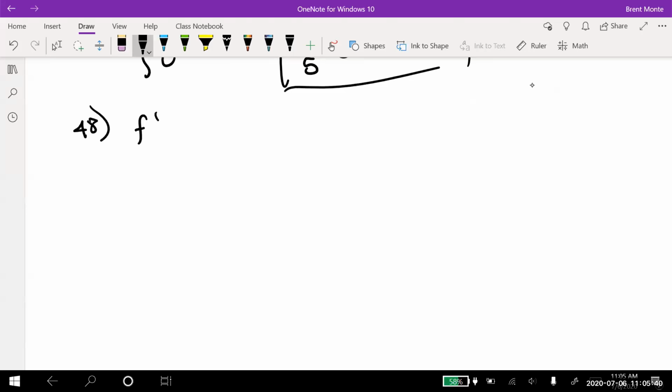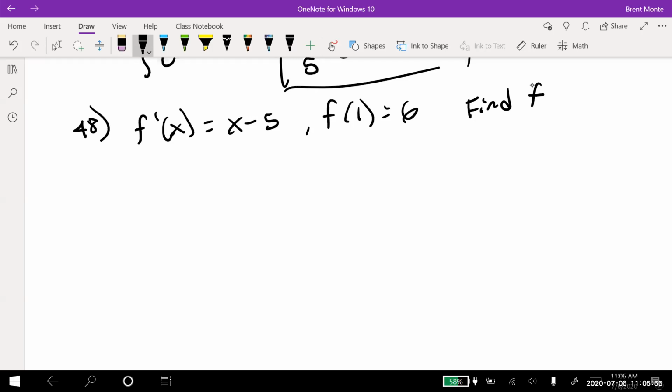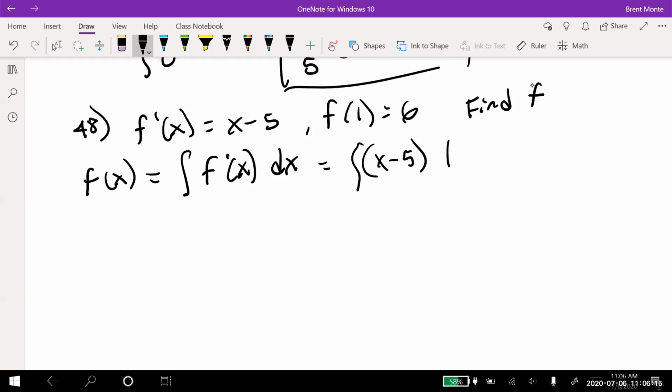They tell us f prime of x is x minus 5. They also tell us f of 1 equals 6. And the question says, find f. So they want us to find the original function. Well, the key here is that the original function f of x is the antiderivative of the derivative. So that antiderivative is going to get rid of the derivative. I'll go back to the original function. So in this case, it's the antiderivative of x minus 5 with respect to x.